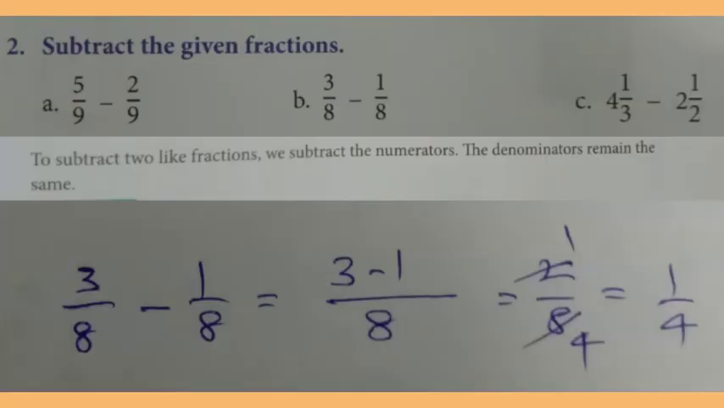Question number 2. Subtract the given fractions. Part B, 3 by 8 minus 1 by 8. Subtraction of like fractions. To subtract two like fractions, we subtract the numerators. The denominators remain the same, that is 3 by 8 minus 1 by 8, which equals 3 minus 1 by 8, which equals 2 by 8. 2 cancels one time in 2 and 8 cancels 2, 4 times.